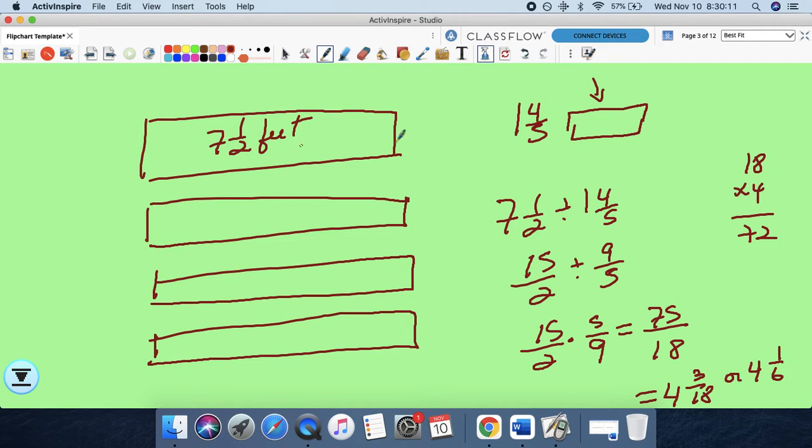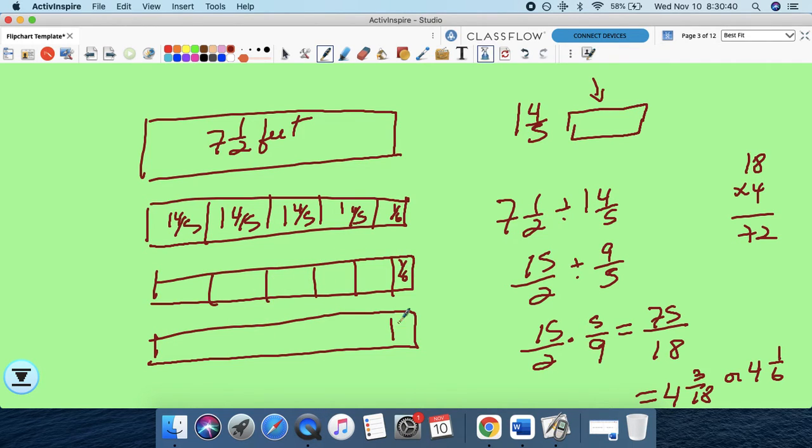So I can definitely cut 4 of these. I can get one that measures 1 4/5, another one that measures 1 4/5, another one 1 4/5, and another one 1 4/5. But the last one is not enough. And that leftover part is the 1/6. So for each of these 7.5 feet boards, I can get 1, 2, 3, 4, and I'll have 1/6 left over.